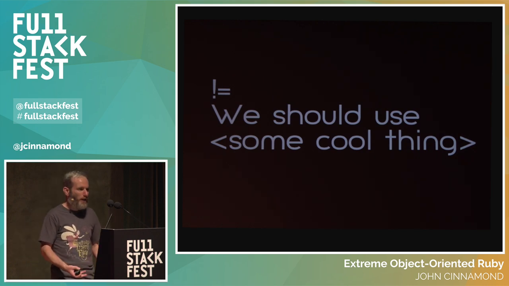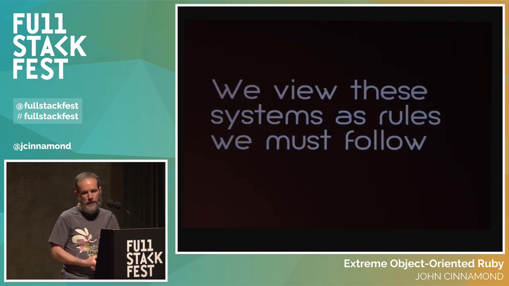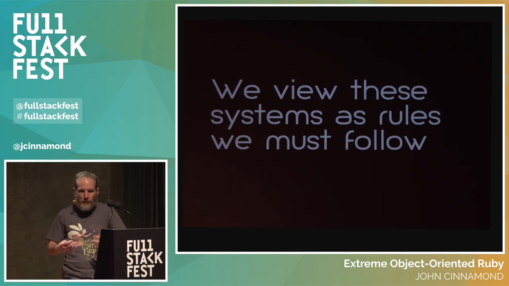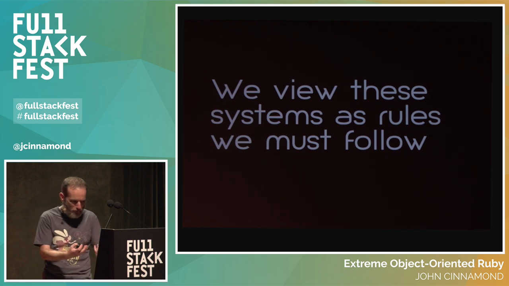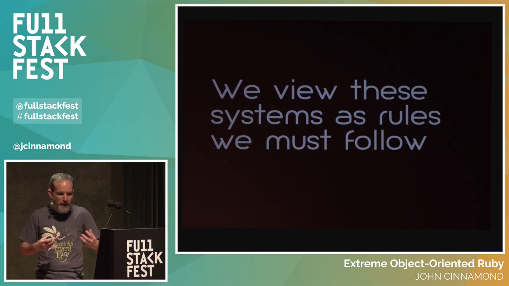And I think the reason we make this mistake so often is because we look at these things as systems of rules. And we think rules are there to be obeyed. We must always follow them. So in lambda calculus, I gave you some rules. For my pure OO Ruby, I gave you some rules. And you think, I must follow these rules. But it applies to many things. It applies to things like the null object pattern.